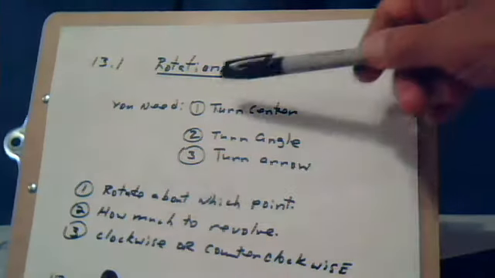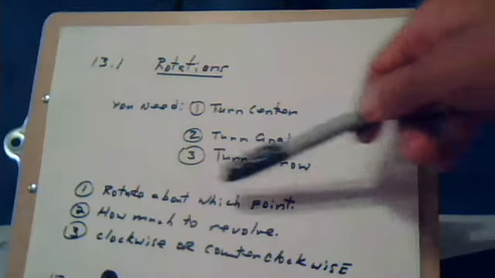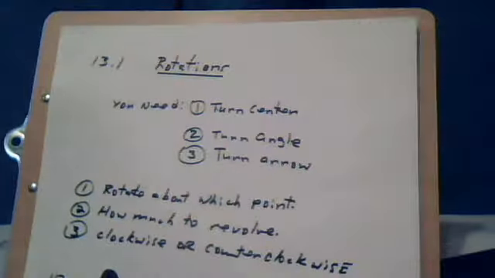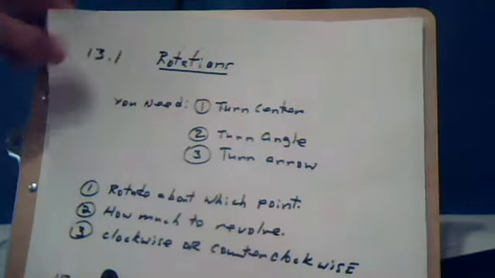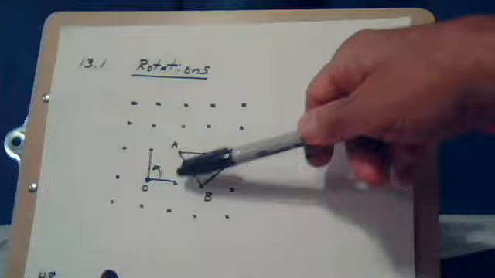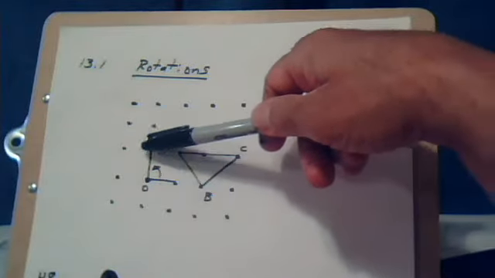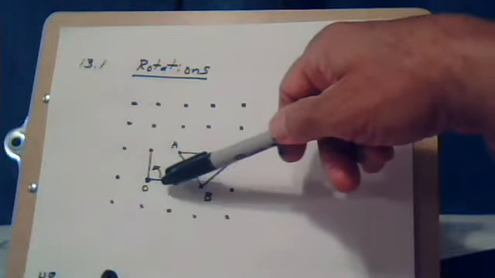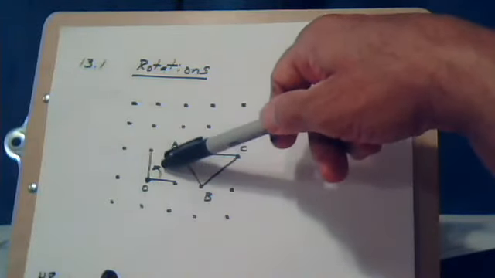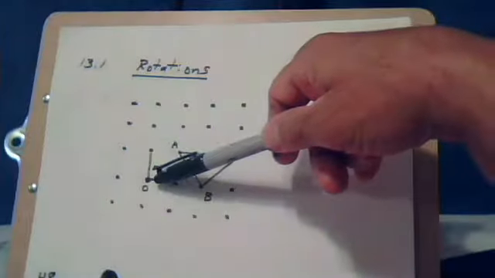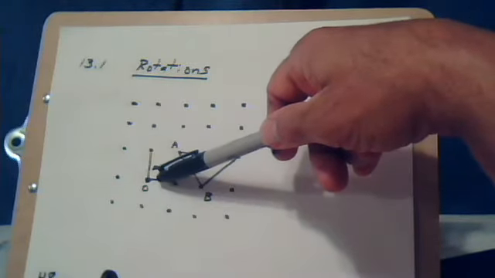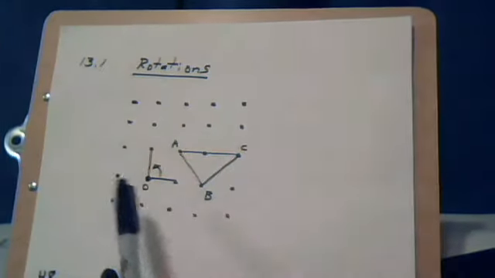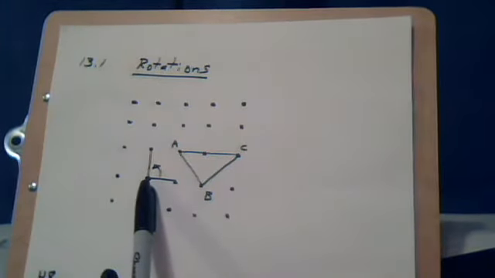And that's what this says. Number 1, rotate about which point? Number 2, how much to revolve? And number 3, is it going to be clockwise or counterclockwise? And they give you a figure that has that information. If you look at this, these are the 3 pieces of information we need. This is how much we're going to revolve. This is a 90-degree angle. We're going to go counterclockwise. So that's why the arrow's pointing that way. And then we're going to revolve about this point, point O.